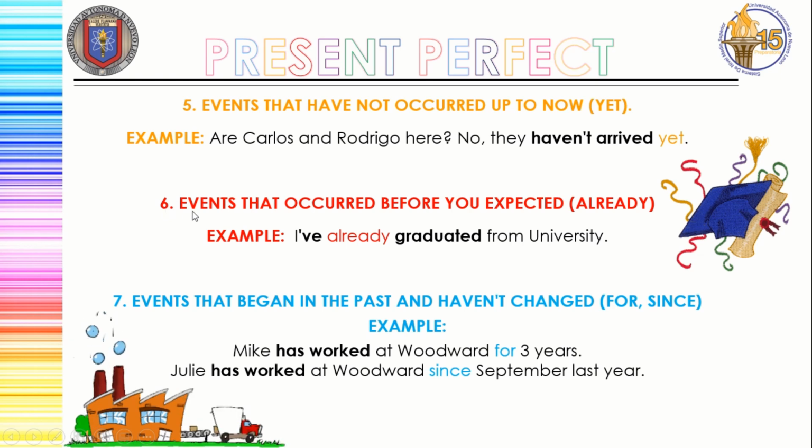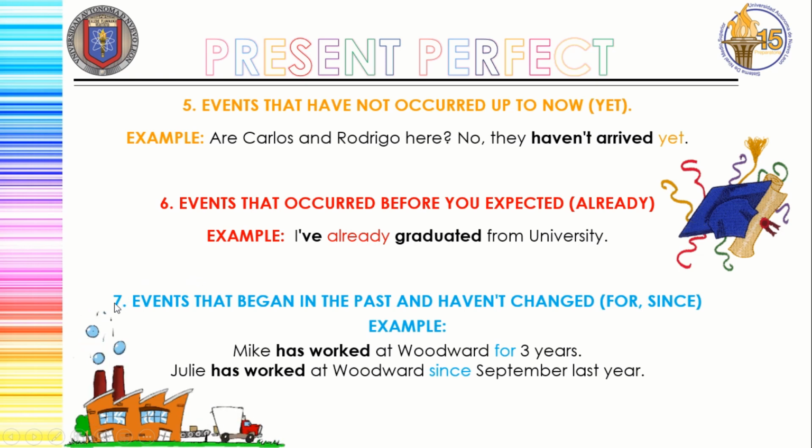Number 6, events that occur before you expect. In this case, we're gonna use the word already. For example, I've already graduated from university, so I expect to graduate at a later date.